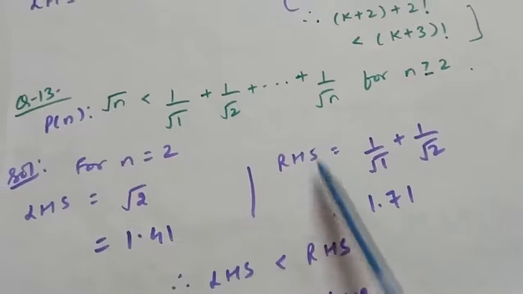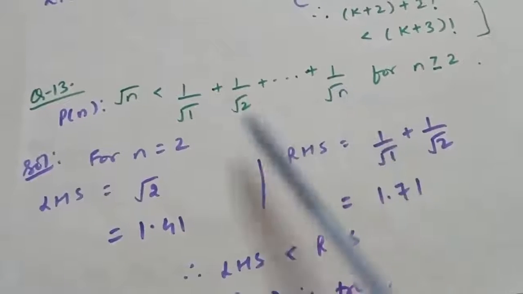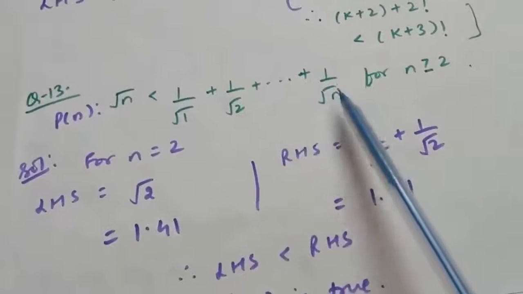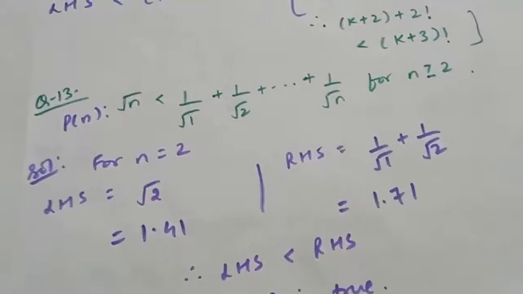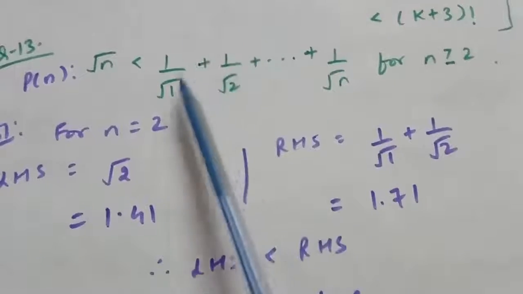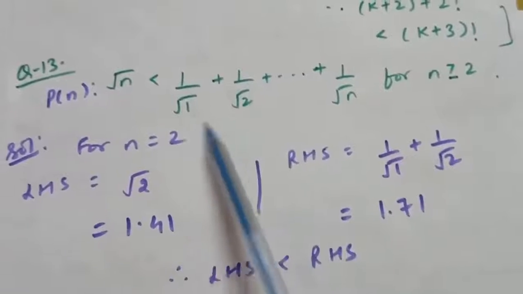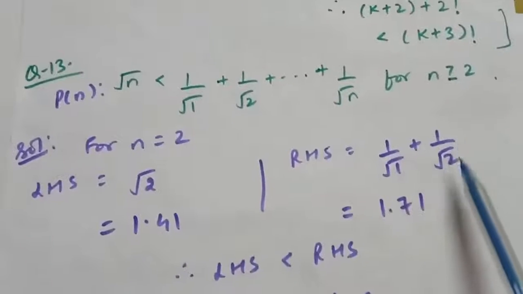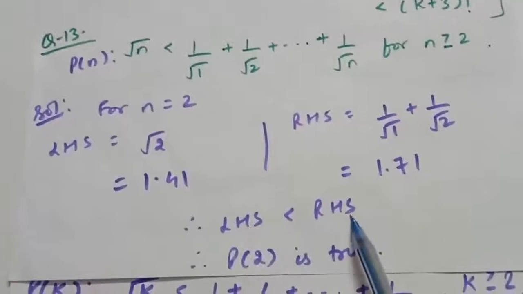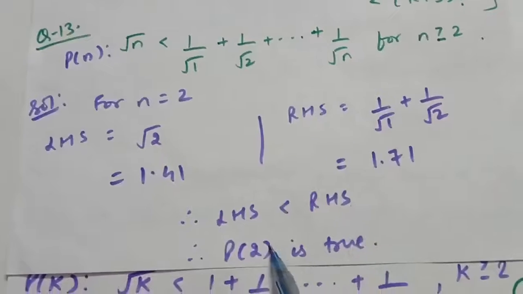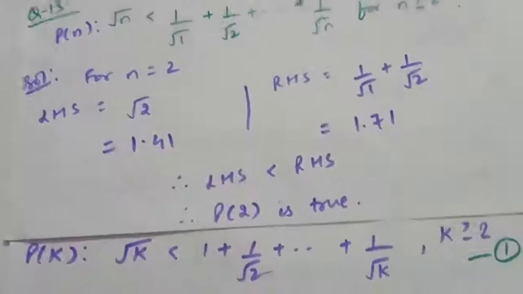Now be careful about RHS. Till now, what we were doing, in place of n we were just putting this 2. But while putting this, you should check this is 1 upon root 2, but there exists this term before this 1 upon root 2. So you will take RHS as 1 plus 1 upon root 2, which is 1.71. So this is true, that LHS is less than RHS. Therefore P(2) is true.